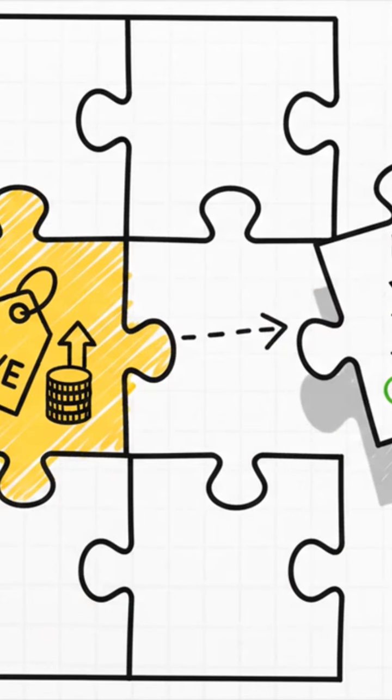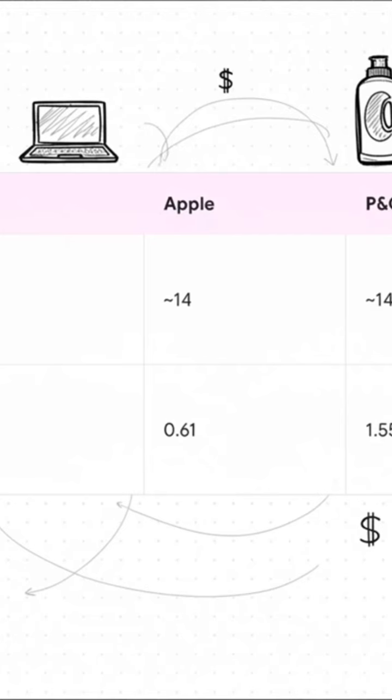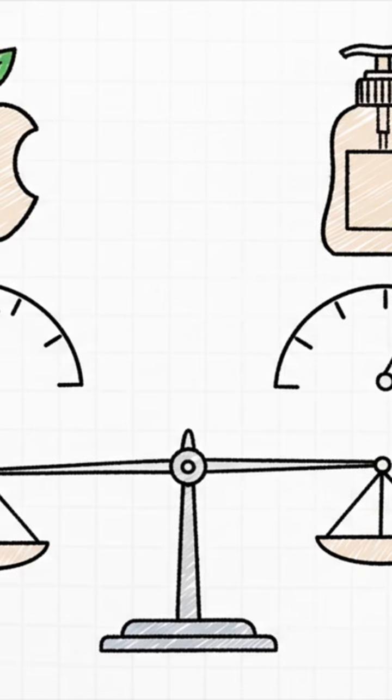But wait, there's a catch here. A low PE isn't everything. You've got to factor in growth. Let's look at a real-world example. We'll compare two massive companies, Apple and Procter & Gamble. Check this out. Their PE ratios are almost the same, so they look like a similar deal, right?